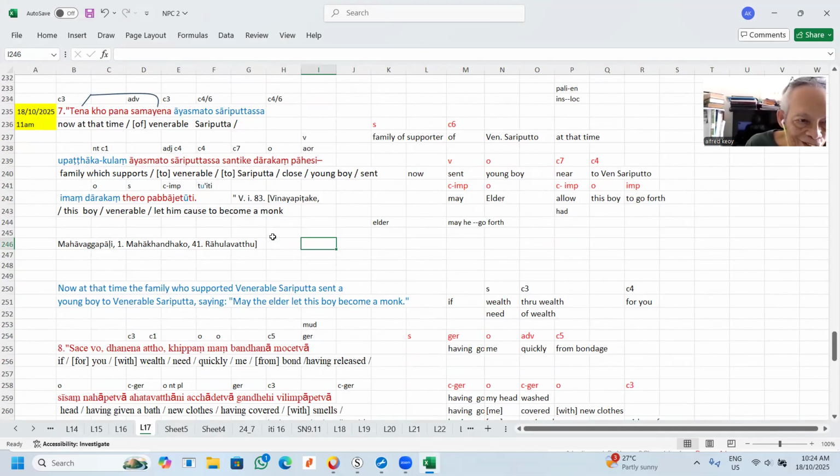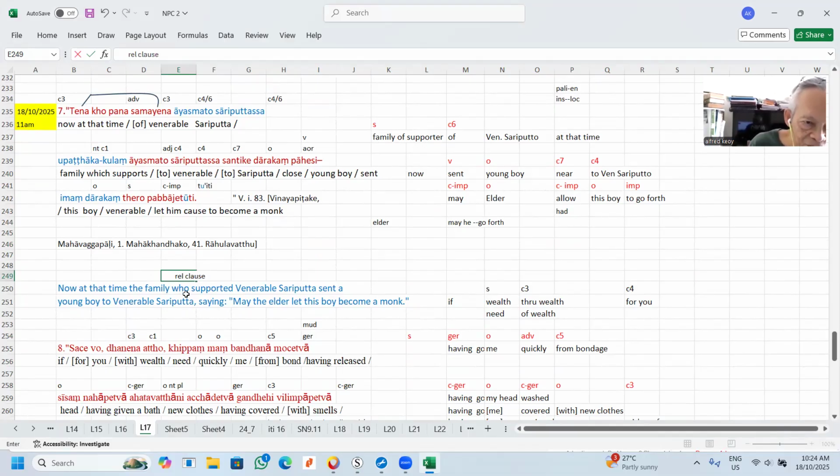See, okay, now can I move here? So this is the given translated answer. Now at the time, the family who supported, because to connect this to this, in English we use "who". No doubt this is what you call, in English, a relative clause.